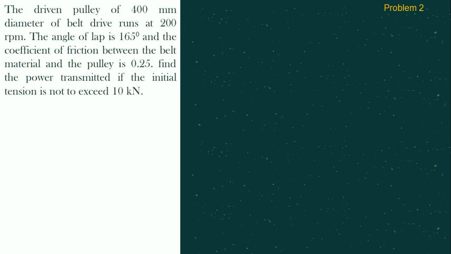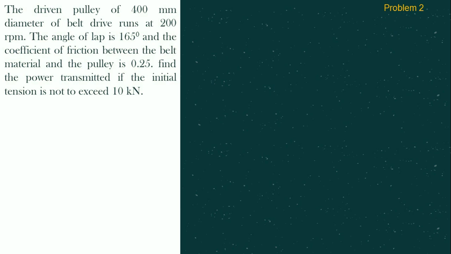Let's consider another problem. The driven pulley of 400 mm diameter of a belt drive runs at 200 rpm. Angle of lap is 165 degrees and the coefficient of friction between the belt material and the pulley is 0.25. Find the power transmitted if the initial tension is not to exceed 10 kilonewton.